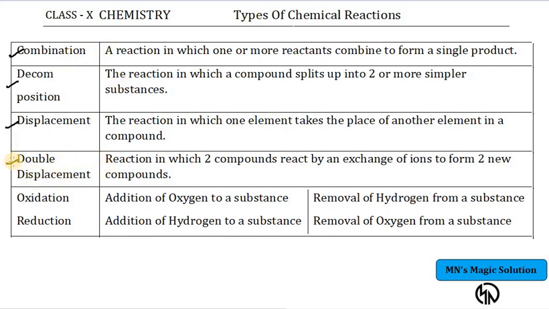First of all, we are going to see these four things. Oxidation and reduction is a completely different case. Let us handle that last, separately. Oxidation and reduction together are called redox reactions, so we can see redox later. So let us discuss combination, decomposition, displacement, and double displacement.